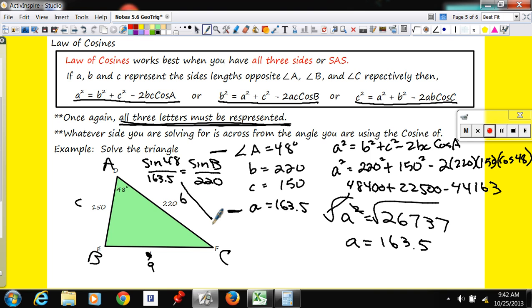So let me solve this down here. Let's go 220 times the sine of 48 equals 163.5 times the sine of B. And I'm going to divide both sides by the 163.5, because what that does is that gets me the sine of B by itself. Now remember, since I'm looking for an angle, I'm going to have to put that -1 there, because I need to find the angle. So let's get my calculator going.